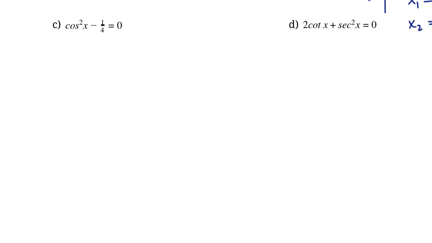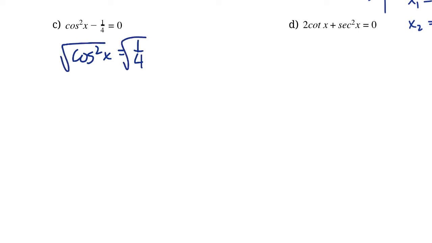Okay, let's try C. So the first thing to do is try to isolate that cos x, right? There's actually a few ways to go about doing this one. But we'll stick with the obvious one first, what I think is the obvious one at least. Let's move that quarter to the other side, and we get cos squared x equals a quarter, right? Now remember, cos squared x just means the entire cos x thing is squared, right? So can't we just take the square root of both sides?